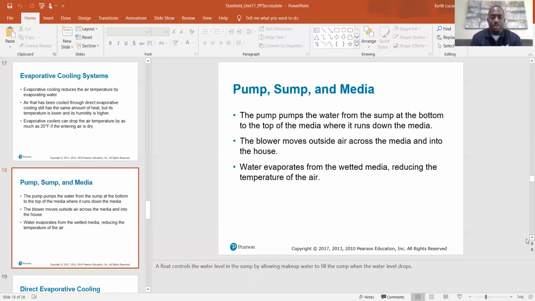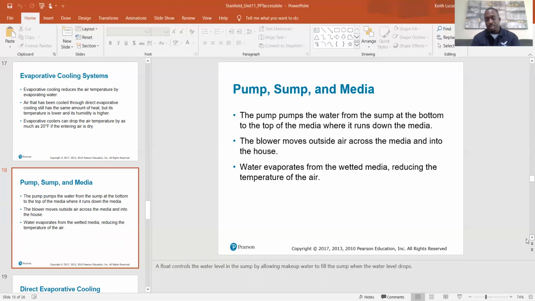You need to add some humidity to that air. Desert areas and places like that. But they don't cool as much as a refrigeration system. So there's no refrigeration involved with evaporative cooling. It's just simply the water running down the wetted media with the blower motor turning in the middle.